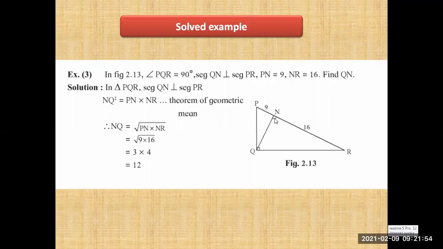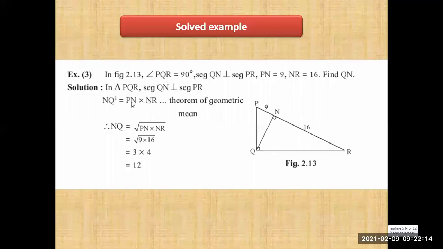Then according to the geometric mean theorem, QN square is equal to PN into NR. Simple. QN square is equal to PN into NR. So we write here PN is 9, NR is 16. So we have to find NQ or QN.